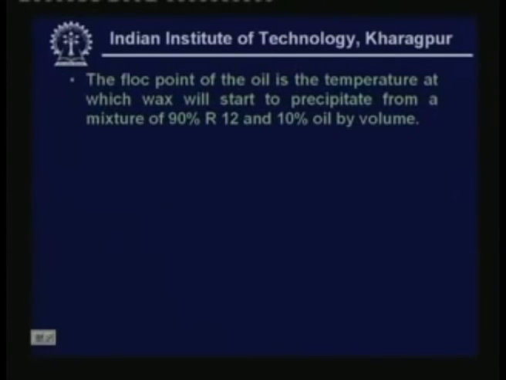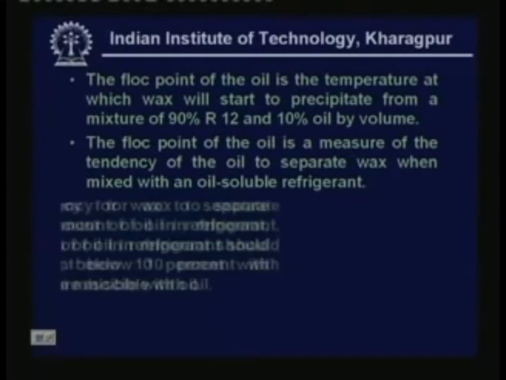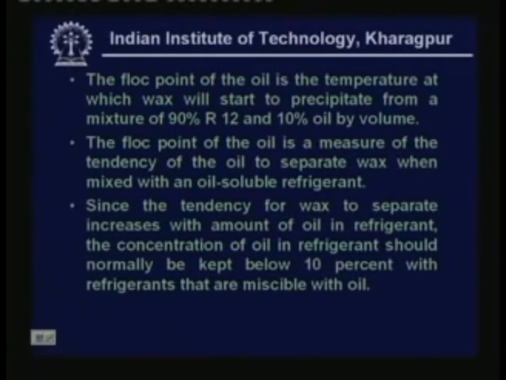And floc point is important for oil soluble refrigerants, and it is defined as the temperature at which wax will start to precipitate from a mixture of 90% R12 and 10% oil by volume. This is the definition of floc point. And the floc point of the oil is a measure of the tendency of the oil to separate wax when mixed with an oil soluble refrigerant. So this is important only for these refrigerants. And since the tendency for wax to separate increases with amount of oil in refrigerant, the concentration of oil in refrigerant should normally be kept below 10%. Okay, you should not have too much of oil in the refrigerant.